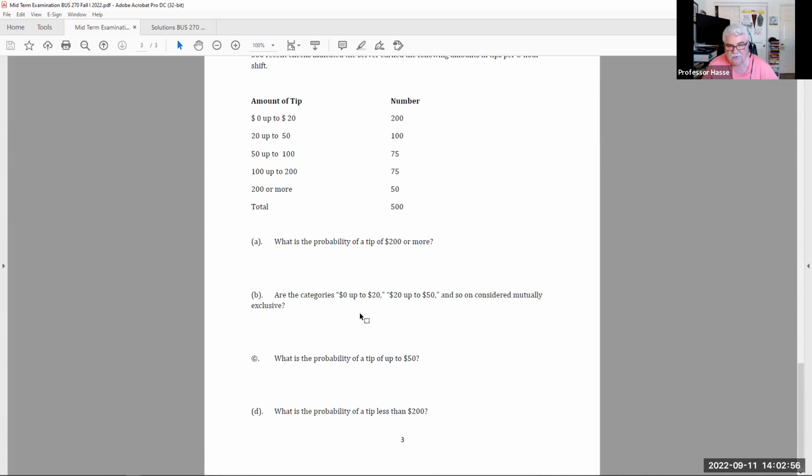Are the categories 0 to 20 and 20 to 50 mutually exclusive? So go to your textbook, see what the definition of mutually exclusive is to answer that question. And then the last two are additional probability questions about taking a specific area of these tips and what percent that is as a probability.